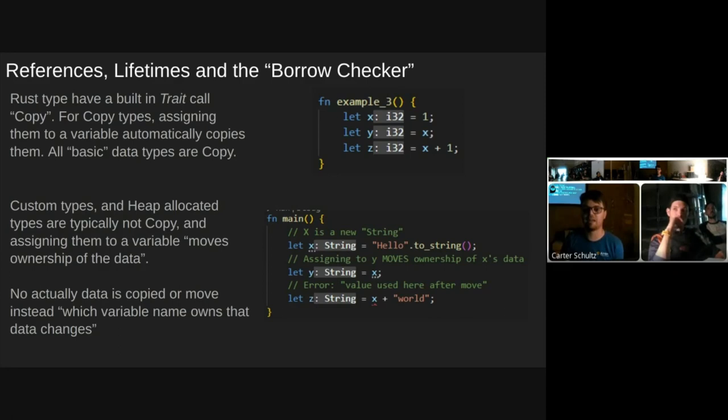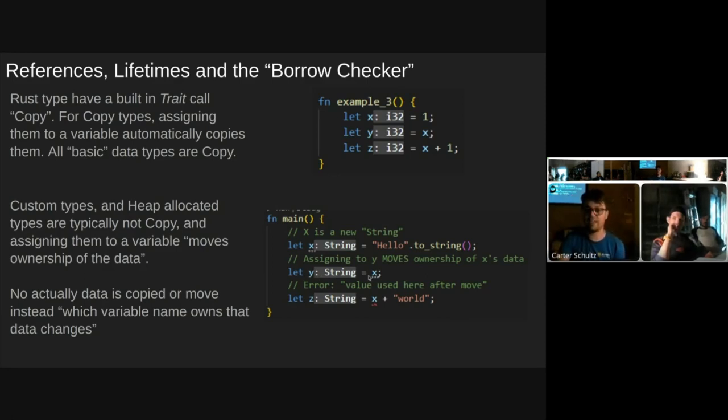The first type that most people encounter that is not a copy type is a string. Strings are heap allocated. We already talked about that a little bit. In this first line here, I'm saying x equals hello.toString. The string literal in Rust is not a String. If I type a string literal, it's not heap allocated. That's static data. So on that static data, I'm saying toString to turn it into the capital S String type.